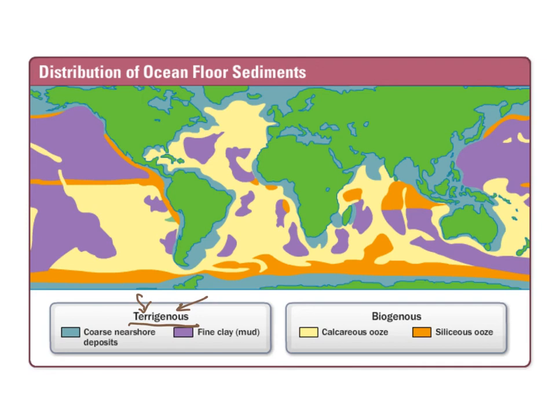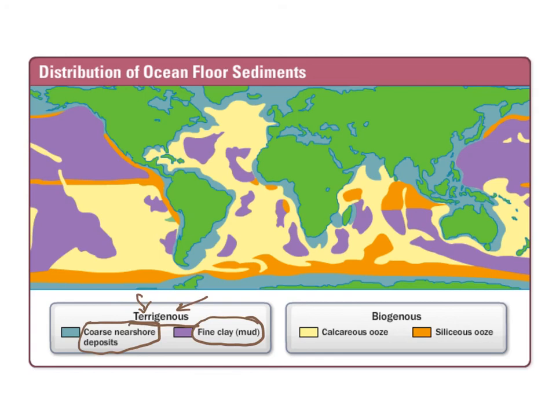And what we have is two different kinds, and it's based primarily on the texture or the size of the grain that makes it up. We're going to have these coarse near-shore deposits, and that's going to be things like sand and gravel. And then further out, we'll have this fine clay and mud type of sediments as well. But these are terrigenous in nature, so they come from rocks. It's the ground up minerals and rocks and things of that nature, and that's what makes this sediment.